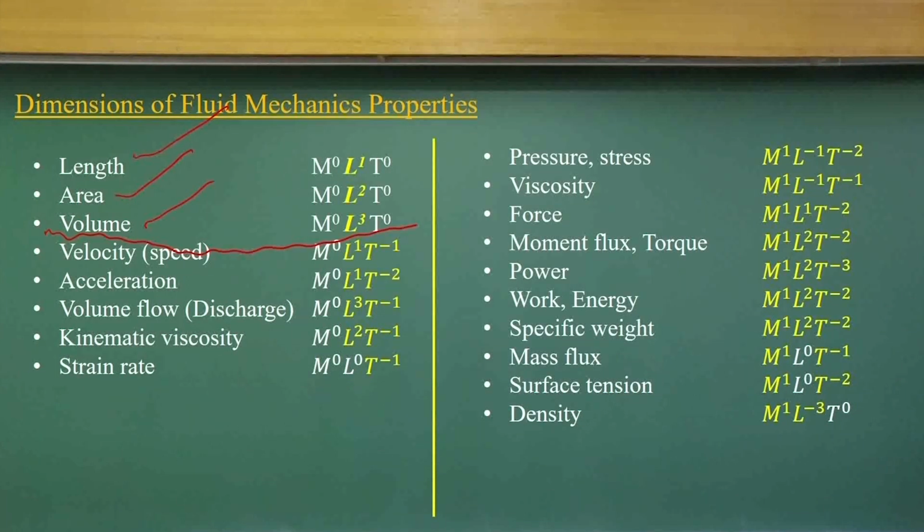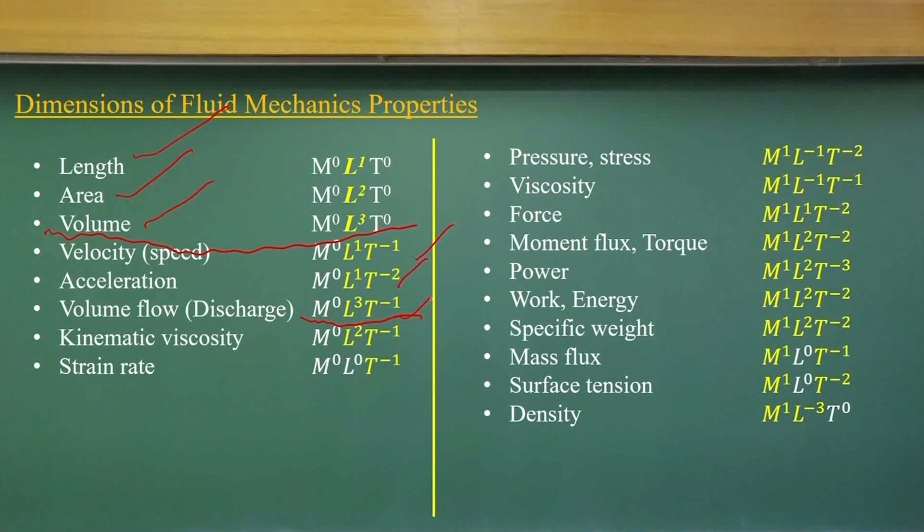What is the velocity? You know it, length per unit time. The acceleration, in a similar way, you can know. Let me look at the discharge or volumetric rate, the volume per unit time. That would be L cubed divided by T, that is the volumetric rate.